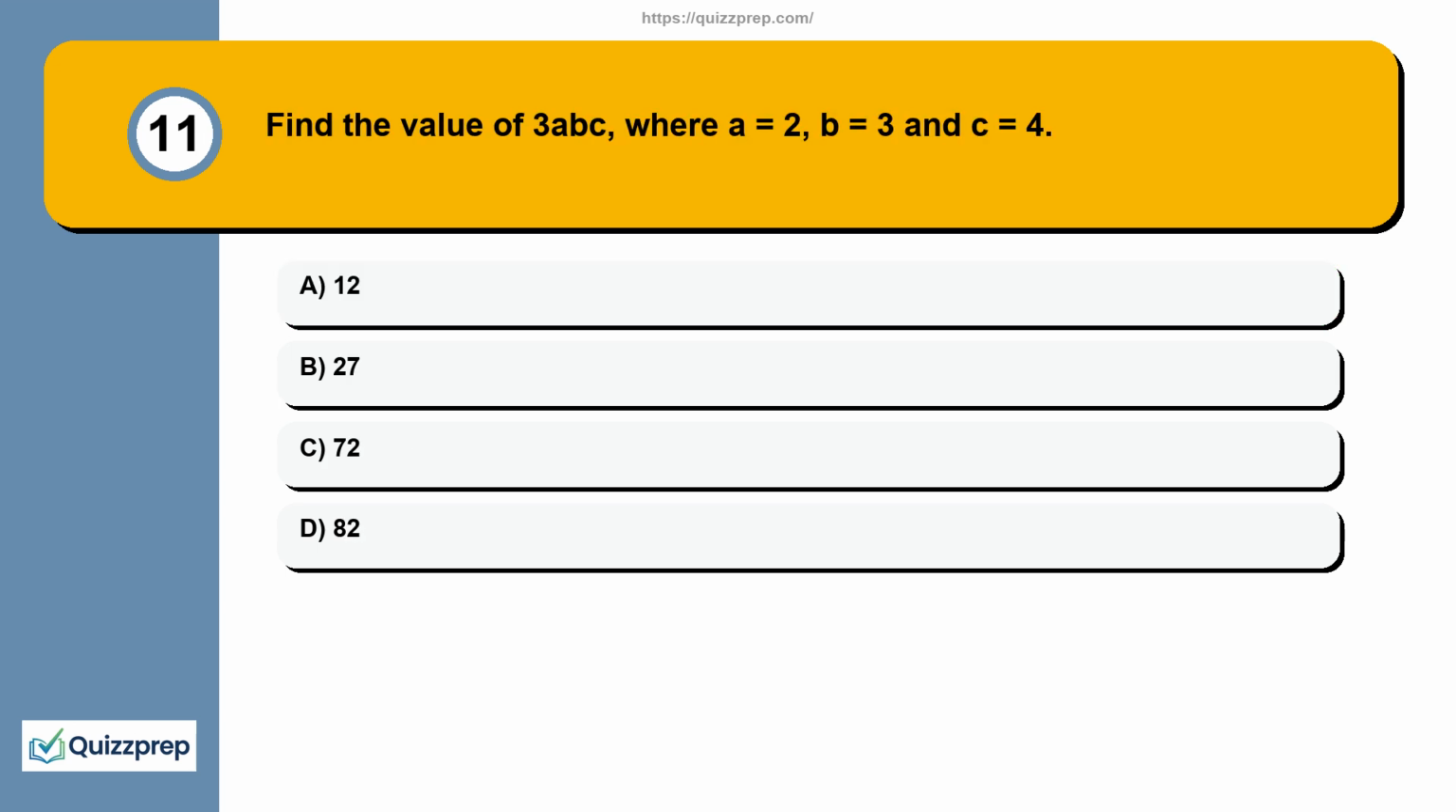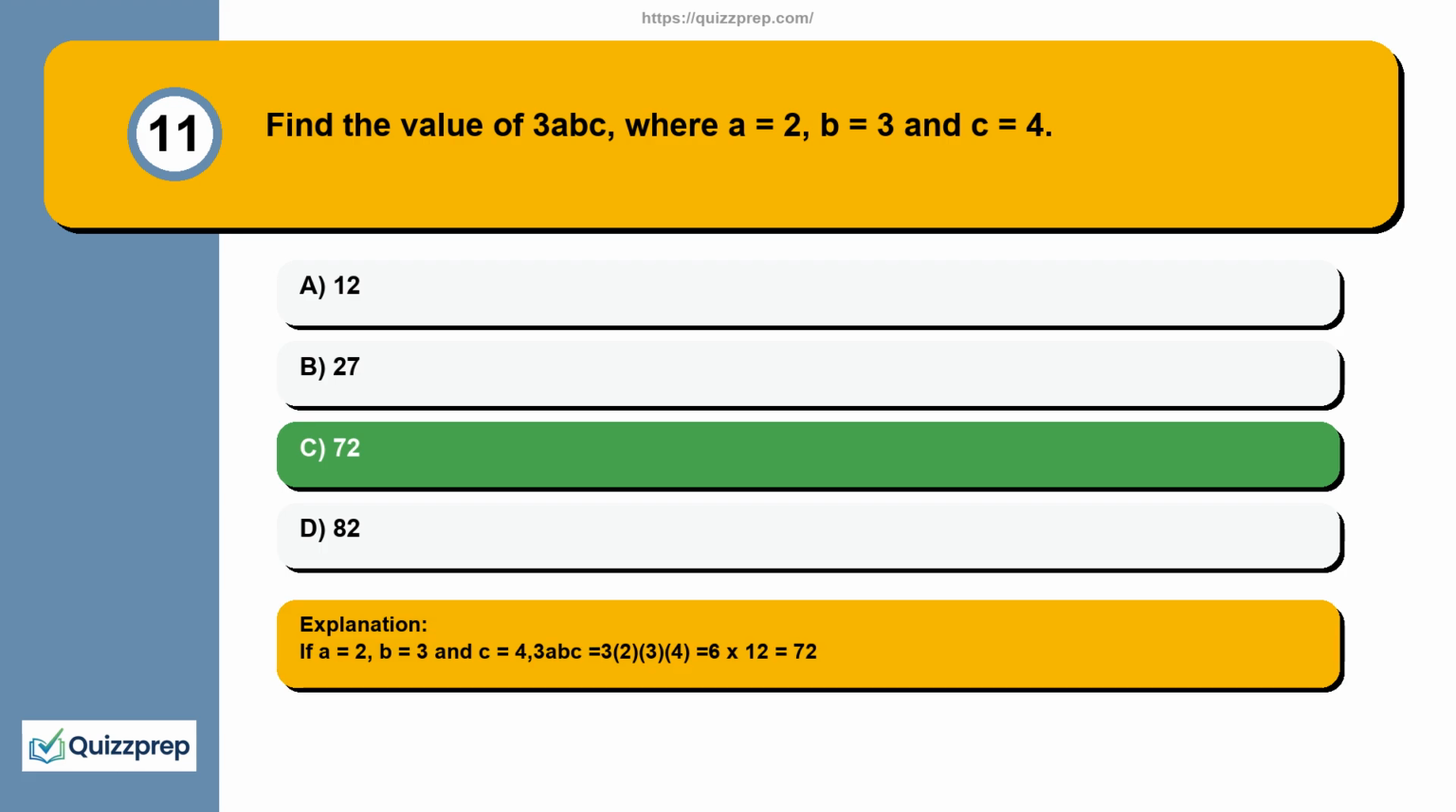Question 11. Find the value of 3abc, where a equals 2, b equals 3 and c equals 4: 12, 27, 72, 82. If a equals 2, b equals 3 and c equals 4, 3abc equals 3 times 2 times 3 times 4, equals 6 times 12, equals 72.